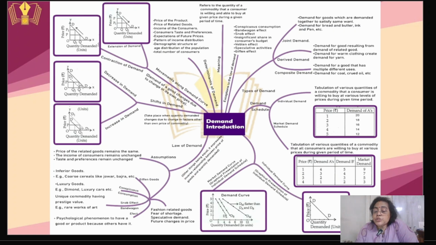So 5 minus 2, that means how much? 3. So demand by B is 3. So that way also you might get the questions. Now these things we can present through a graphical representation. Graphical representation of individual demand schedule as well as market demand schedule.